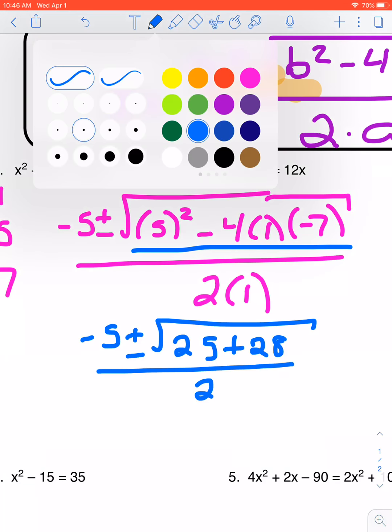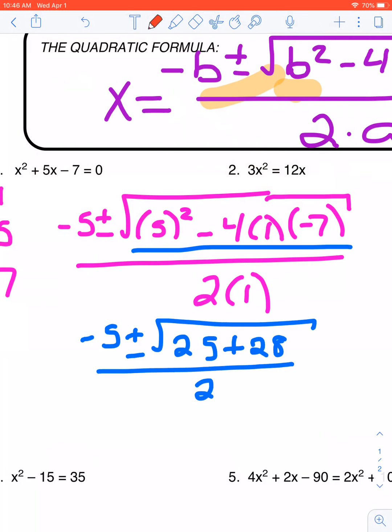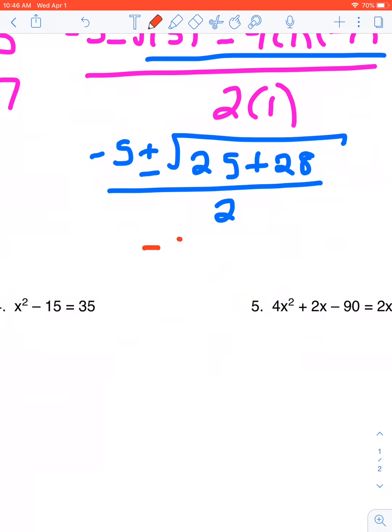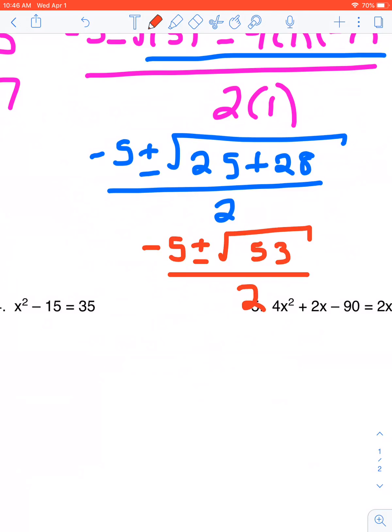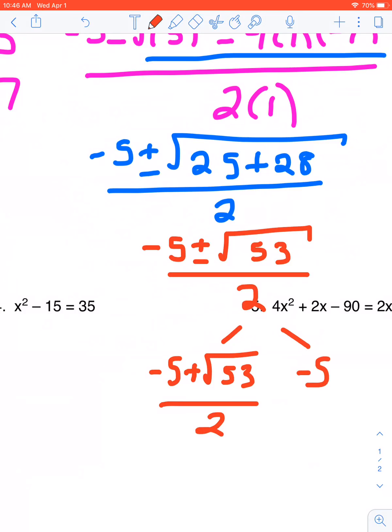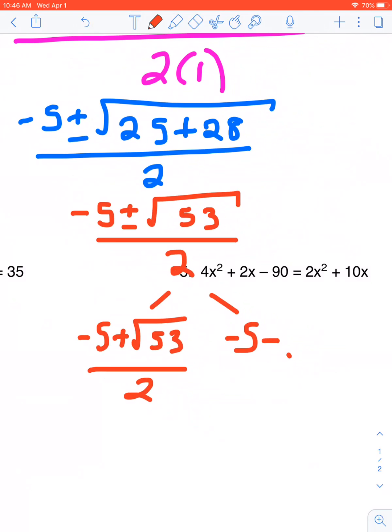Then what I do after that is I'm going to continue to simplify down under my radical, to make my life easier. So I get negative 5 plus or minus the square root of, and then I add 25 plus 28, because I want to simplify that down, and I get 53, over 2. And then what I can do is separate that up into 2 different problems. So I get negative 5 plus the square root of 53 over 2, and I get negative 5 minus the square root of 53 over 2.